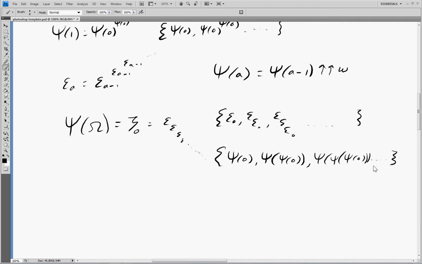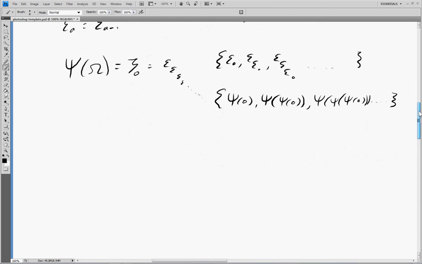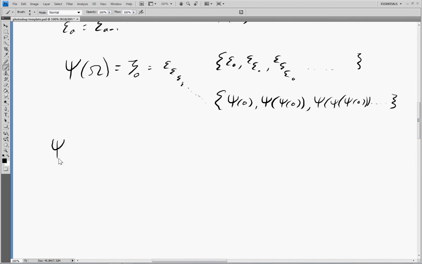So now we've successfully turned a psi with a capital omega inside into a fundamental sequence in terms of other collapsing functions, basically. So let's keep going with this. What about psi of capital omega times 2? Now this one is kind of tricky.